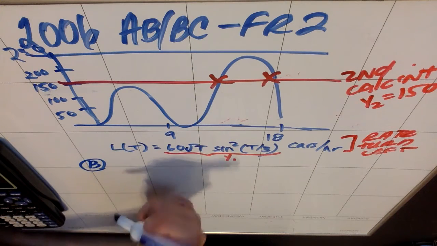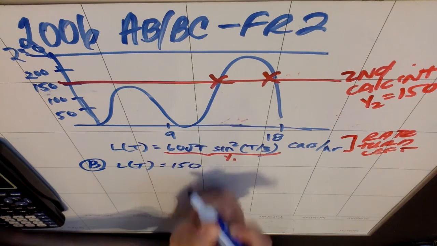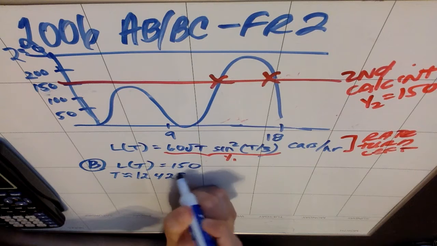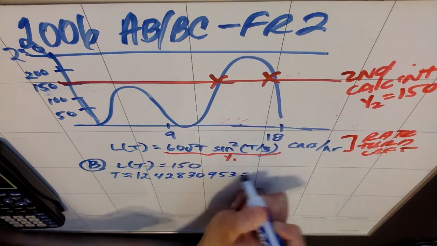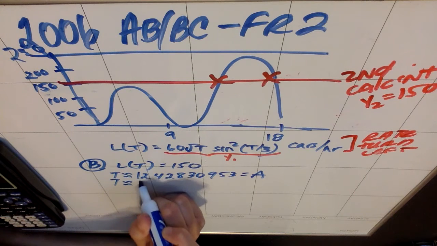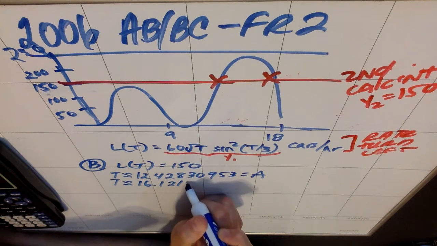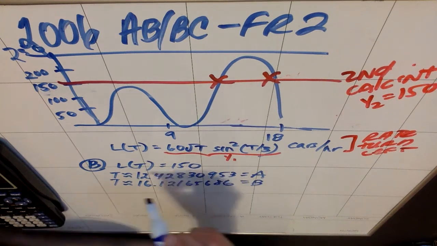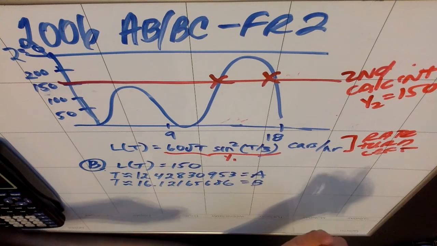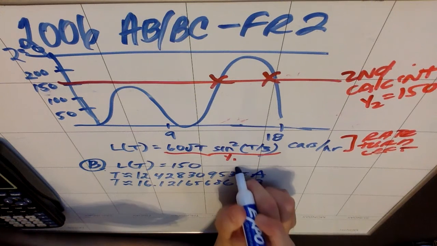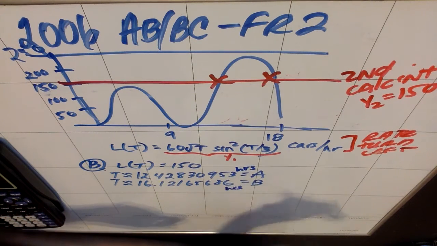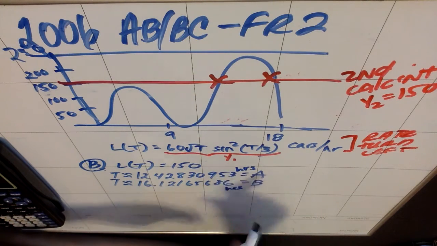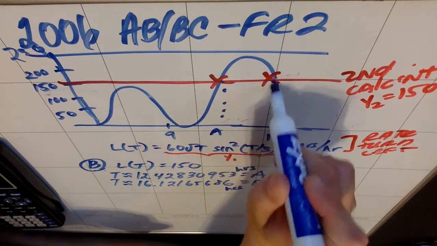So the 2 points where L of t equals 150 are at t is approximately 12.42830953, which I'm going to call A, and at t is approximately 16.12165686, which I'm going to call B. So I called them A and B, right? Those are my two answers. Now I should indicate units, right? So my answer is hours. So those are the first two values, the times when they should consider it.